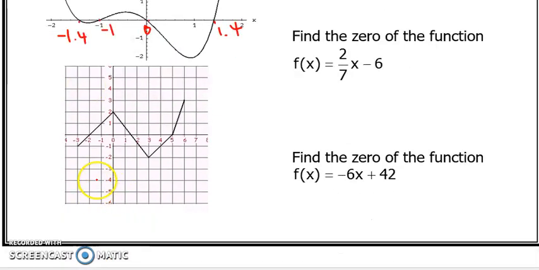Let's look at the next graph and find zeros. Look at this graph. Where does that cross the x-axis? It crosses at -2. It crosses at, maybe estimate 1.5, between 1 and 2 right here. And it crosses at 5. So for this graph, you have 3 zeros.